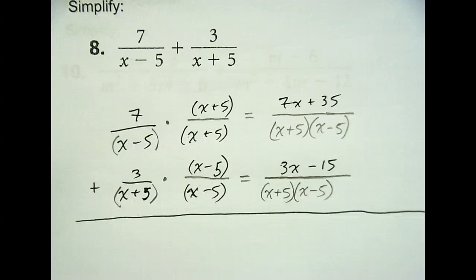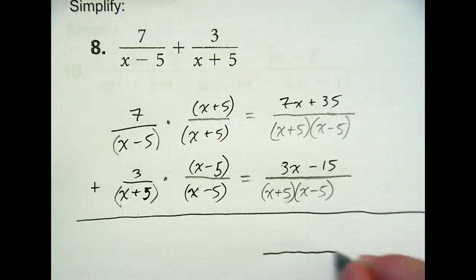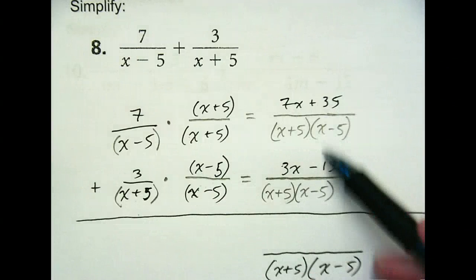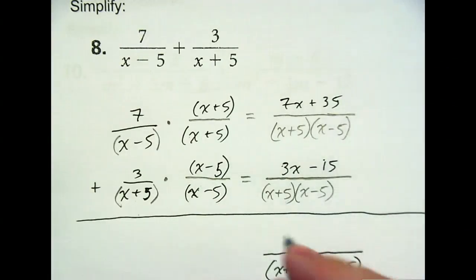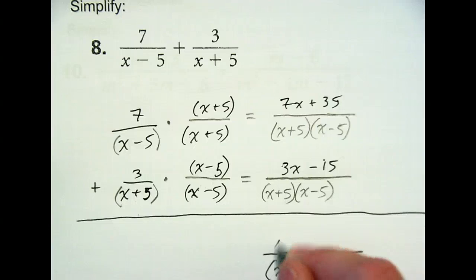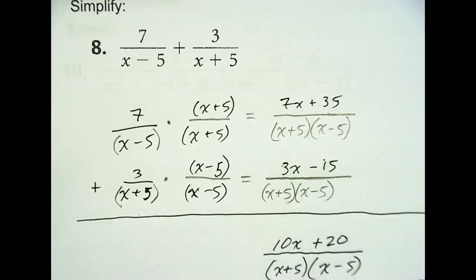Good? Now we add down. When we add fractions, remember we keep the denominator, x plus 5, x minus 5. On top, we combine like terms. 7x and 3x is 10x. 35 and negative 15 is positive 20. Yay. Are we done?